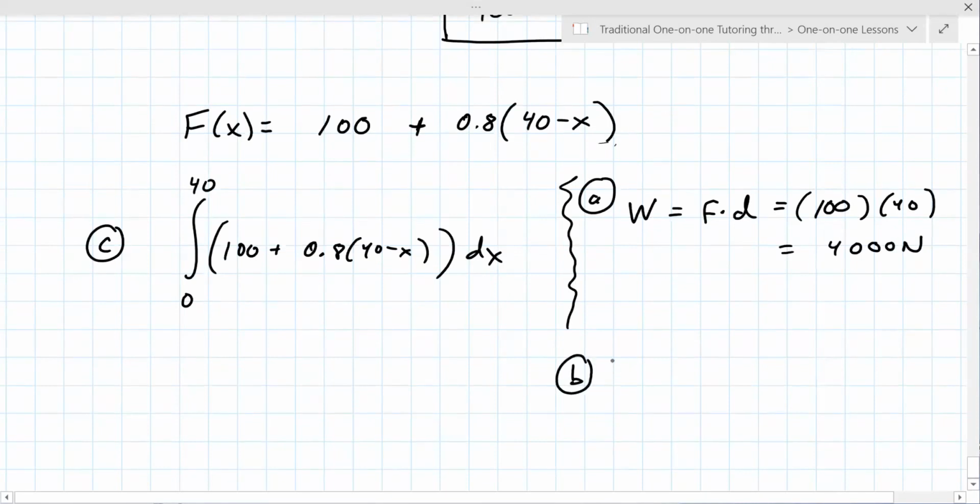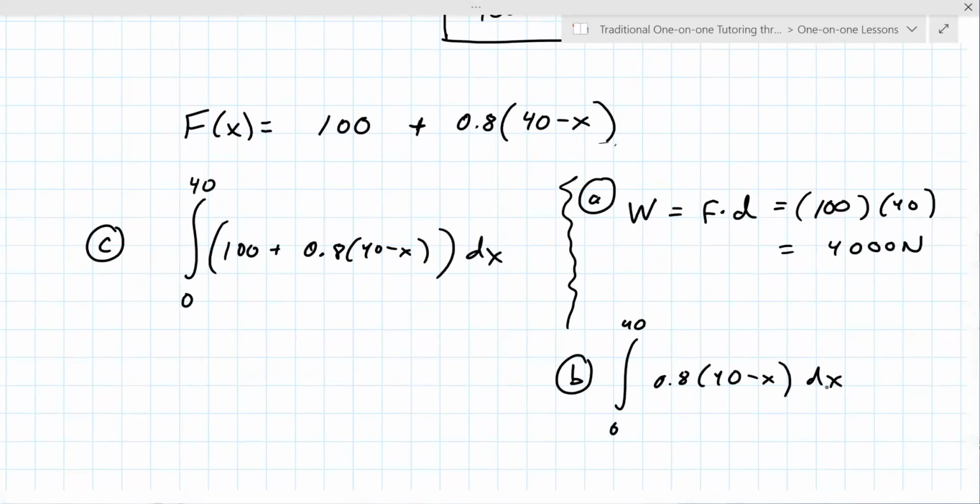Part B, you have to do with an integral. So part B is the integral from 0 to 40, 0.8 times 40 minus x dx. And in part C, they're saying we'll just add the two answers from A and B, which you can do, but you can also set it up all together. And I think we might have talked about a problem where you go halfway up, or the second half, how much work is being done.